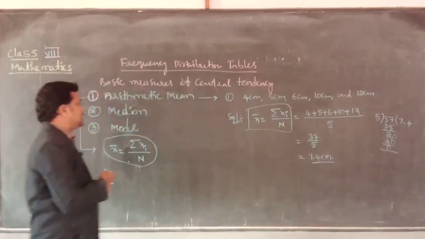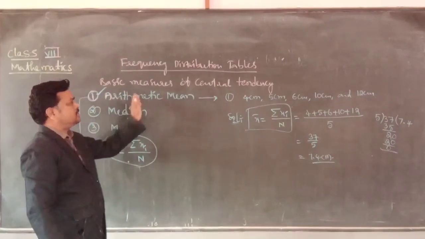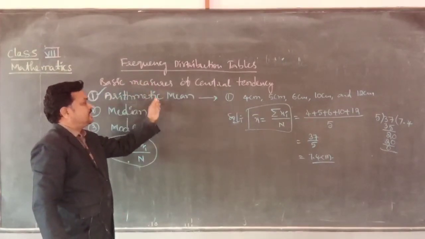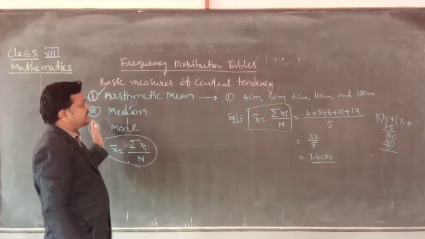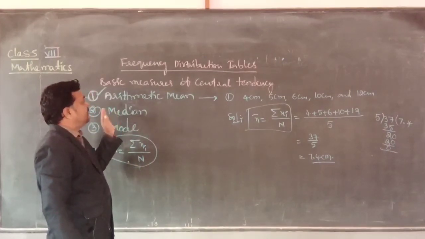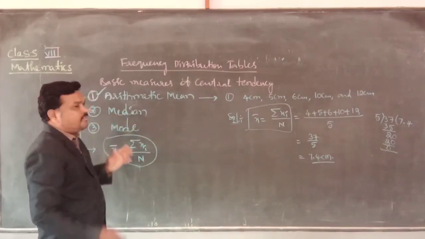So this is the method to find the arithmetic mean of ungrouped data. The arithmetic mean is the most commonly used central tendency. The next, the second central tendency, is median.